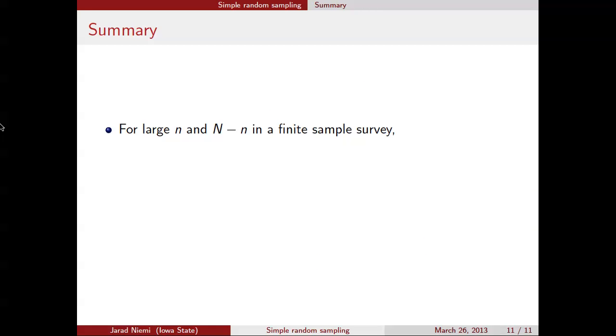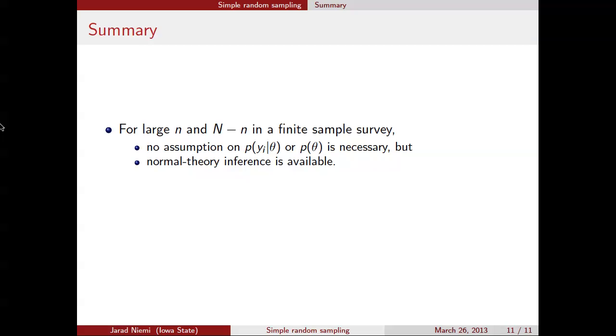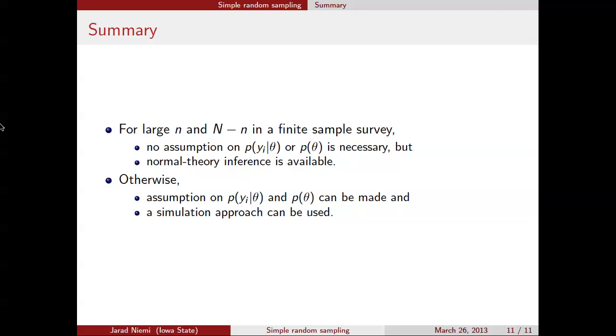Okay. So I think this just says exactly what I said. If you have large N and a large amount of missing data, then you can use the normal theory inference that we talked about, and no assumption is needed about the distribution of your data. But if you don't have that, then you can make an assumption, or you must, if you want to do this approach, make an assumption about your data and a prior for the parameters in that model. But then you can always use a simulation-based approach where you impute the missing data at every iteration.